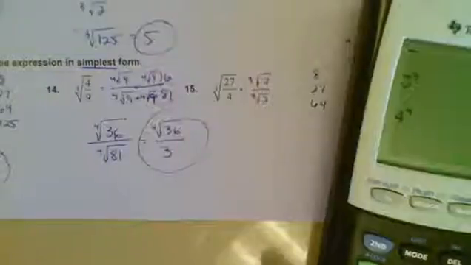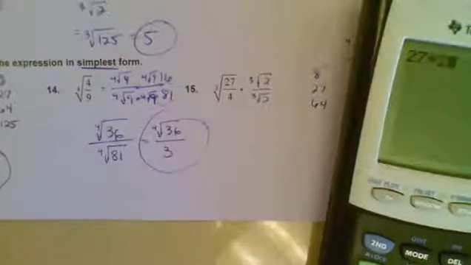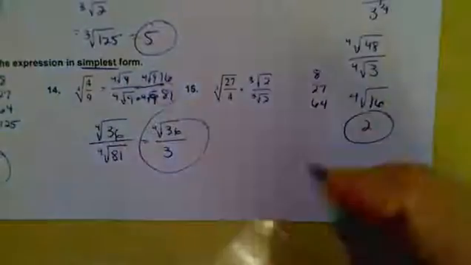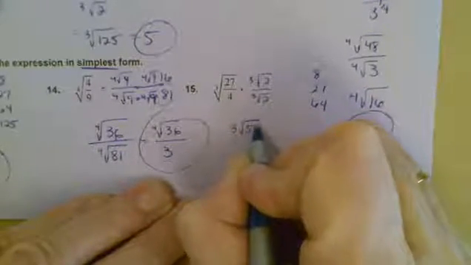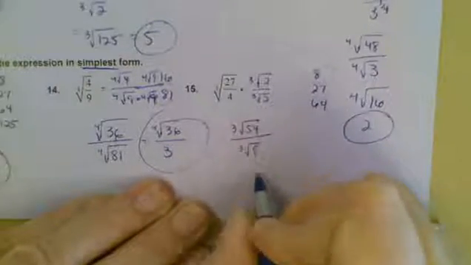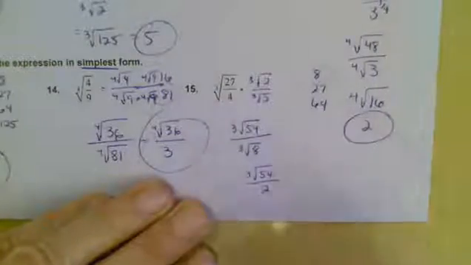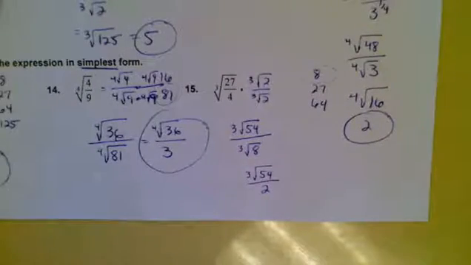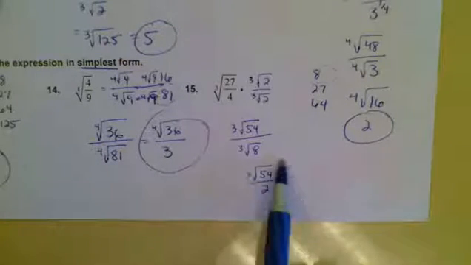So I need to take 27 times 2, and I get 54. So I have the cubed root of 54 over the cubed root of 8. And again, the cubed root of 8 I can simplify to 2. Now, the other thing you really should be looking for with these is, can I simplify this?